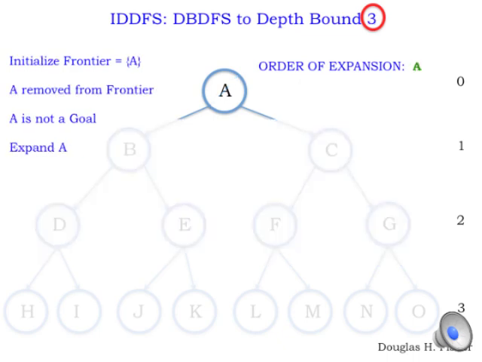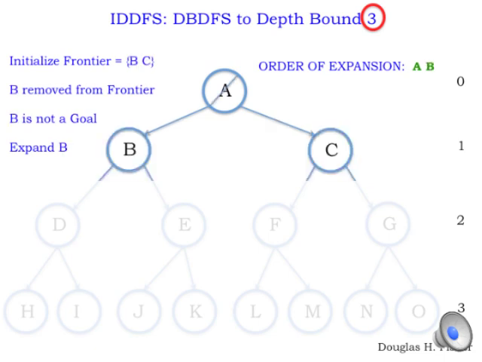Within an iterative deepening search framework, we now continue and do a depth-bounded search to depth bound 3. Again, we repeat all the earlier work. We initialize the frontier to A. A is removed from the frontier. A is not a goal. It's not at the maximum depth bound, so we expand. B and C are placed on the frontier. B is removed. B is not a goal. B is not at the maximum depth bound, so we expand it and get its children. We place its children, D and E, onto the frontier.